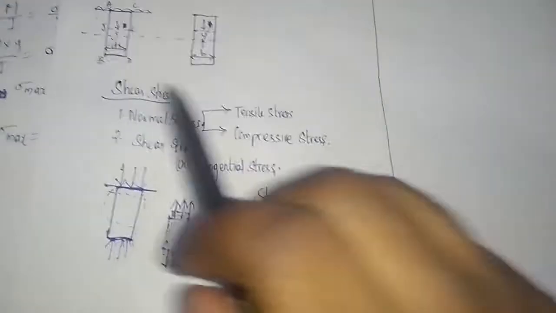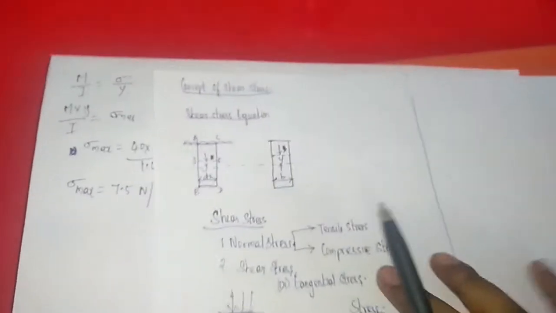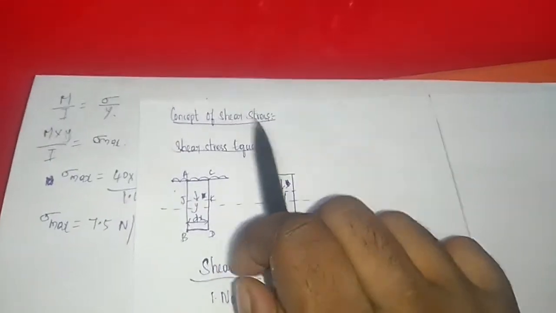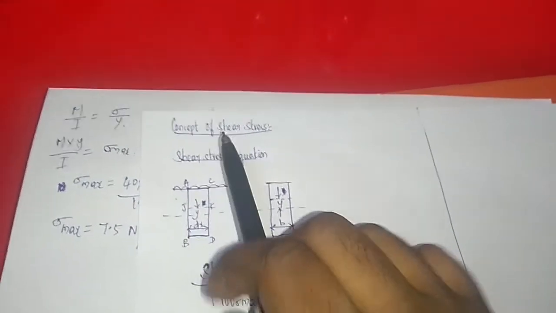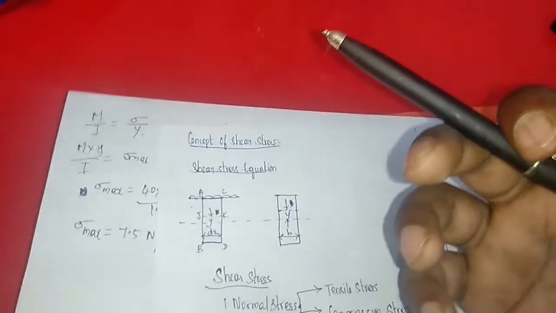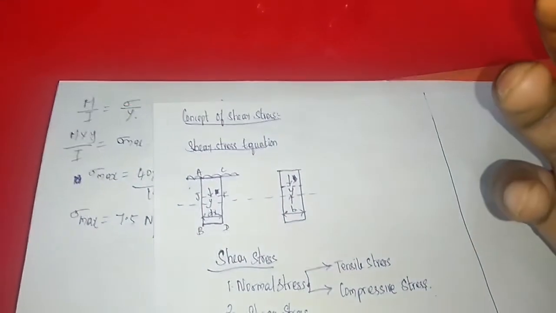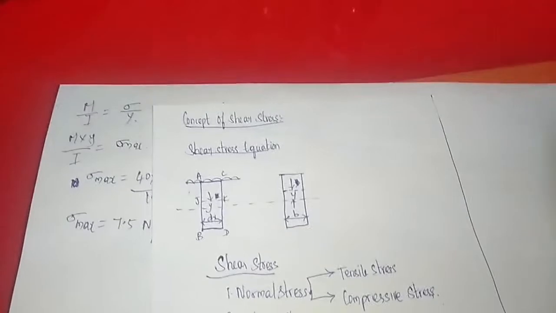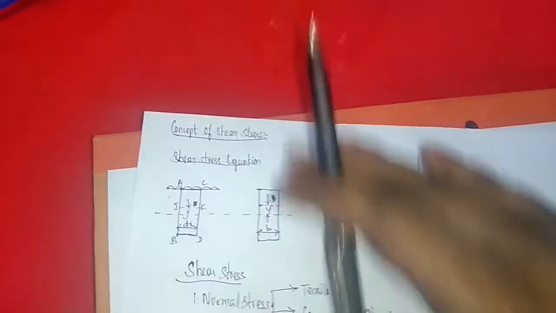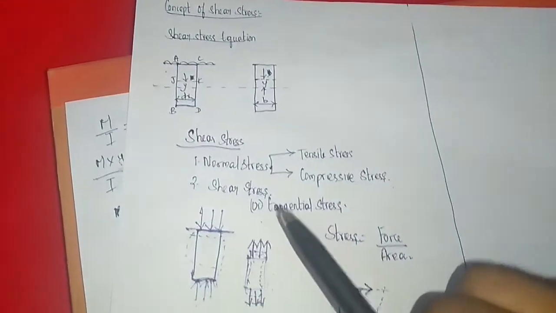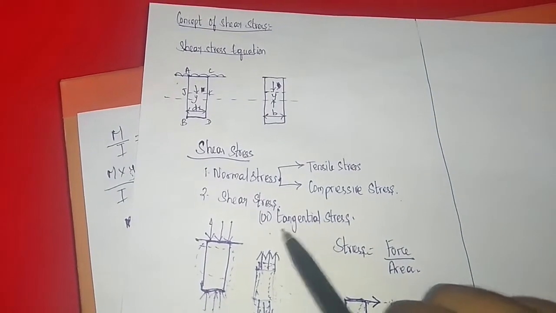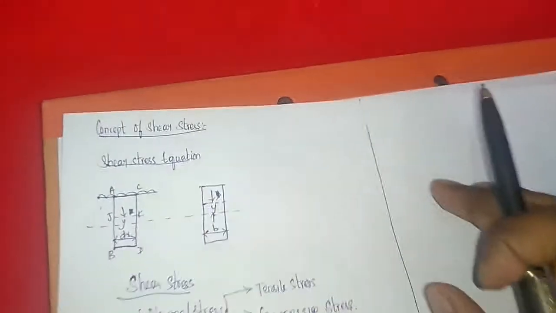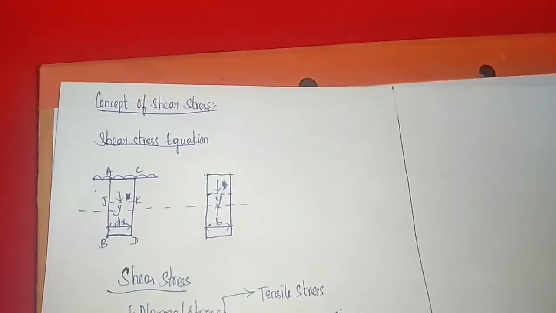So now you understand what shear stress is. So this is your topic: the concept of shear stress. We are going to study the parallel forces which cause the stress. So that is called shear stress. This shear stress is also called tangential stress. You understand the concept? Next, we will move on to the shear stress equation.